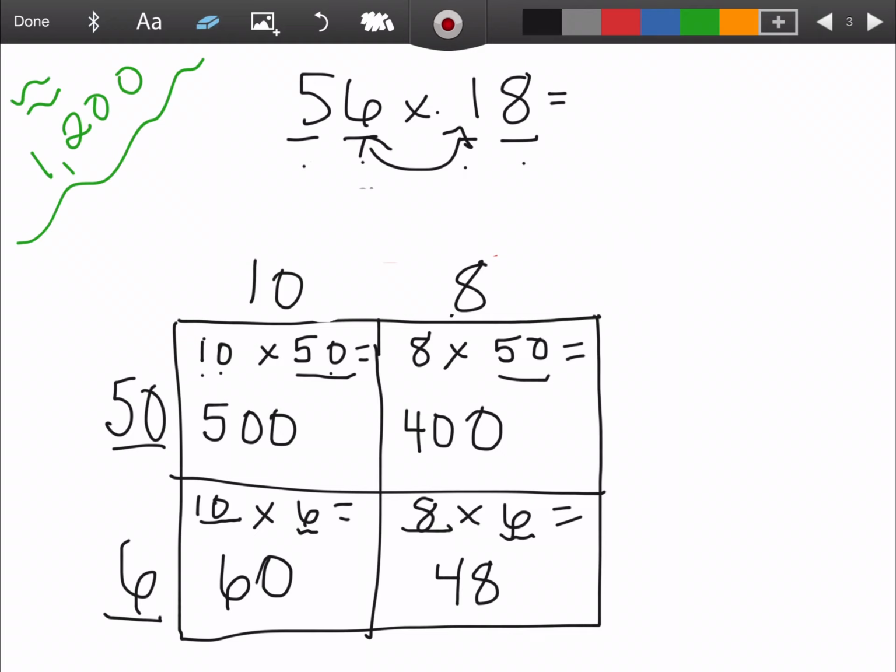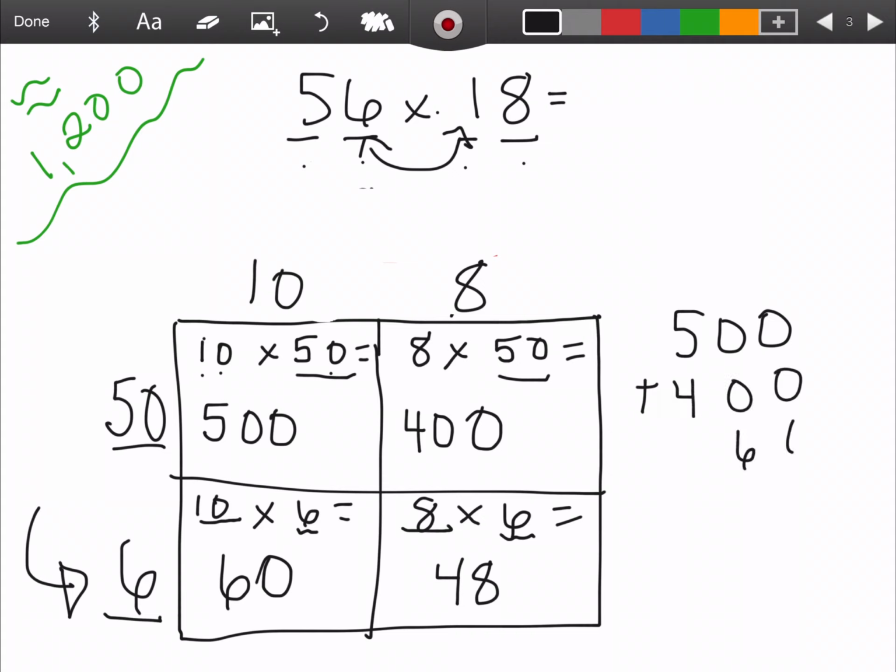So, as you can see, we have an extra step in 5th grade because we're multiplying 2 digits. But if you just follow along where the numbers line up, you should be okay. And now I'm going to add 500 plus 400. Oops. You got to line up your place values or you'll get the wrong number. 500, 400, 60, and 48. Okay.